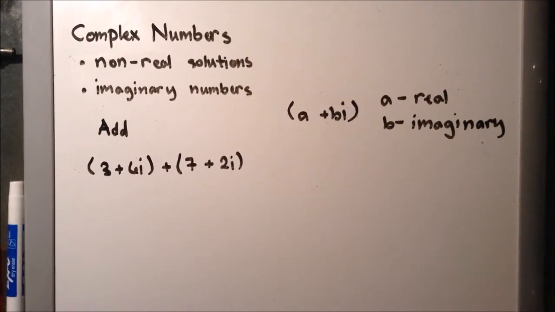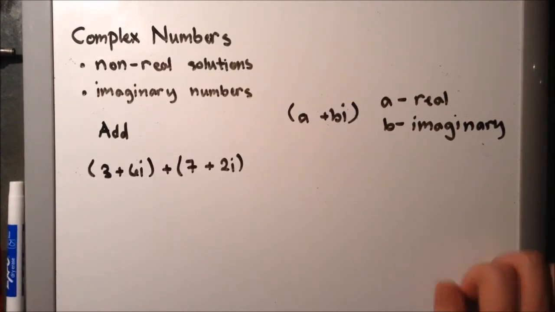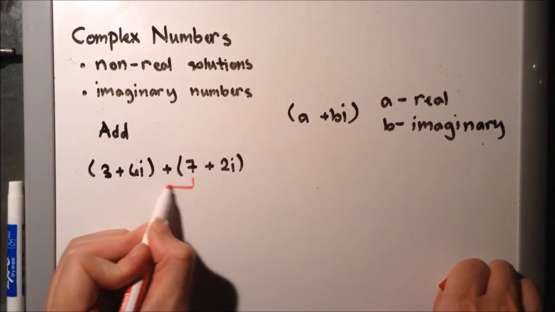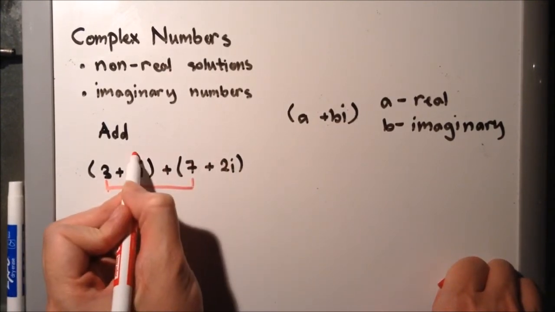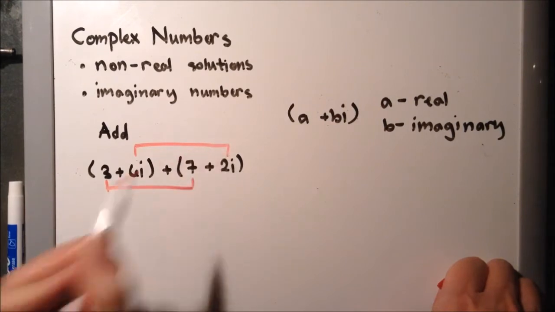So what it means by that is you just combine like terms. So in this case, the 3 and the 7 are real numbers. We're going to combine those two. And then 6i and 2i are two imaginary, so those are going to be combined, those two.